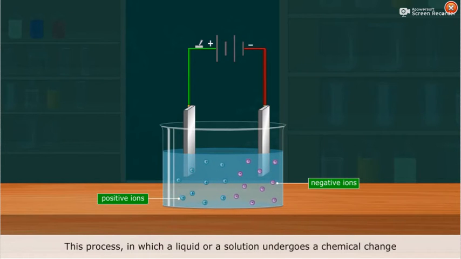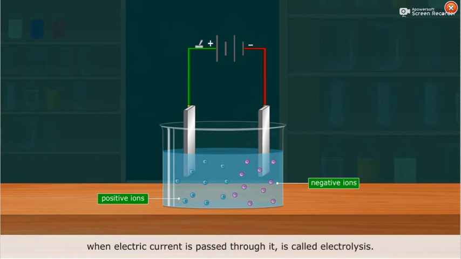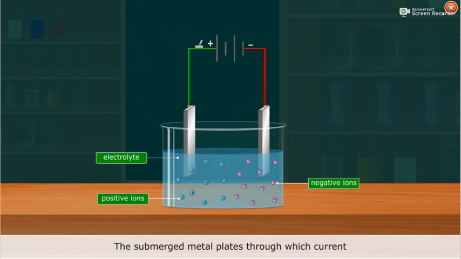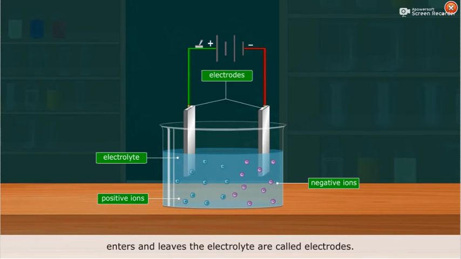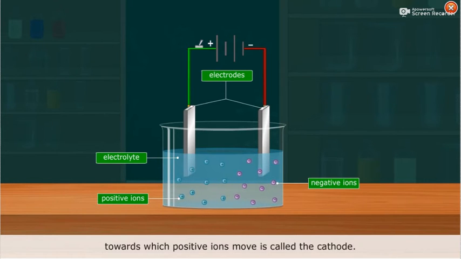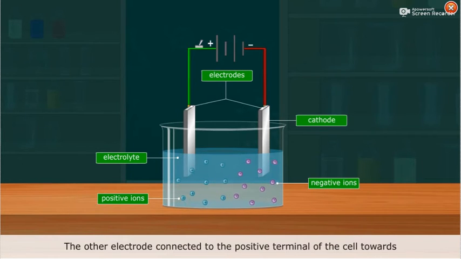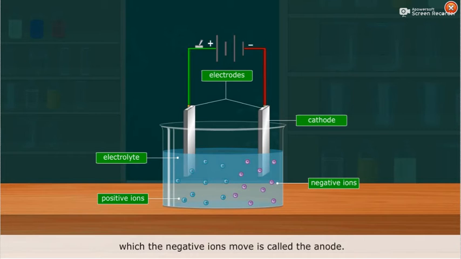This process, in which a liquid or a solution undergoes a chemical change when electric current is passed through it, is called electrolysis. The liquid or the solution is called the electrolyte. The submerged metal plates through which current enters and leaves the electrolyte are called electrodes. The electrode connected to the negative terminal of a cell towards which positive ions move is called the cathode. The other electrode connected to the positive terminal of the cell towards which the negative ions move is called the anode.